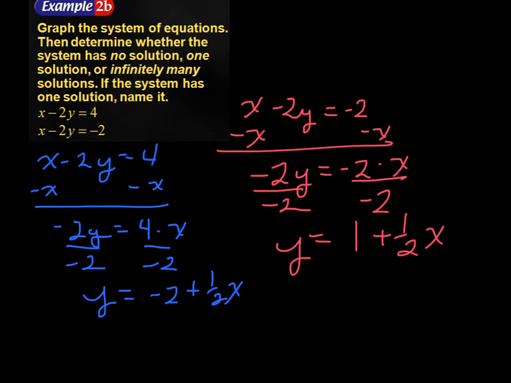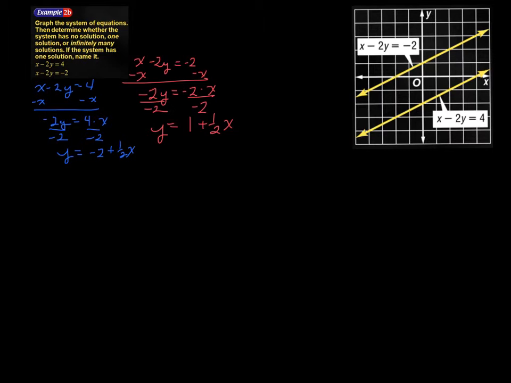Okay, they both have the same slope. They have different y-intercepts. Lines with the same slope and different y-intercepts are called parallel. Therefore, they do not cross. So that's going to be our no solution because they are inconsistent.